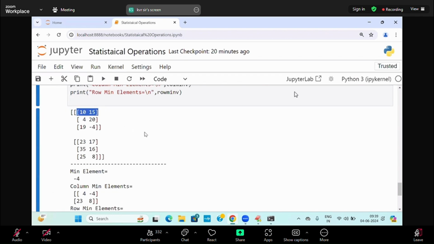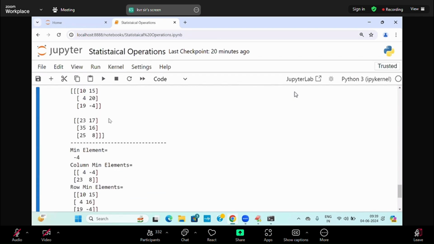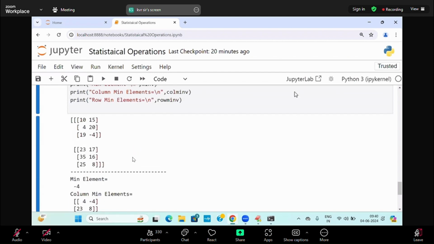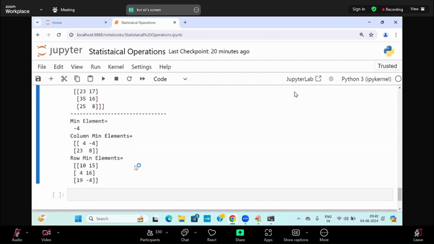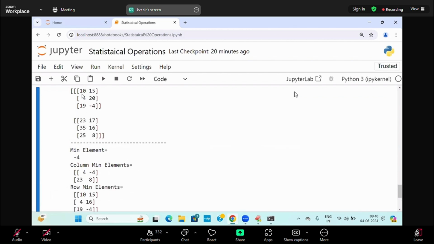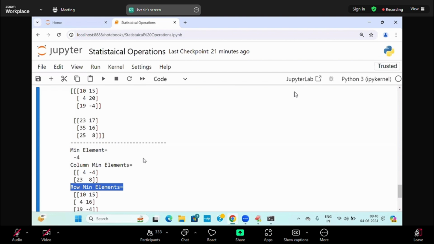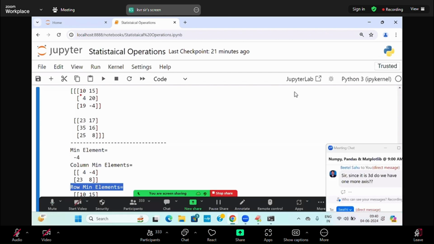In this place, what is the row minimum? 10. In this place, what is coming? It is taking column min, okay. But here at row min time, what is also coming? 10, 15. This is also considering this only, students. The 0th one first.